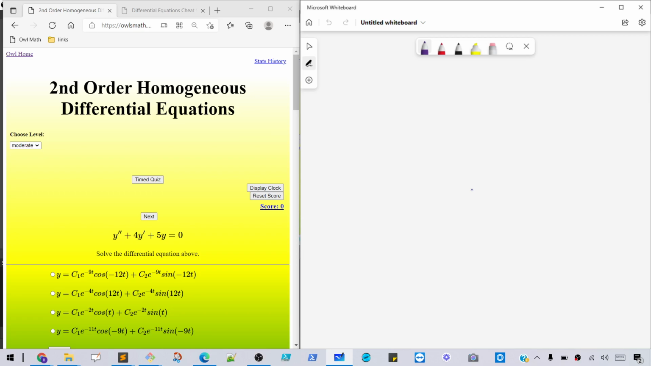So we have y double prime plus 4y prime plus 5y equals 0. And what we want to do right off the bat is turn this into the characteristic polynomial equation. So we basically just turn it into a quadratic. That's not a y, that's supposed to be an r right there. So we just have a quadratic equation.